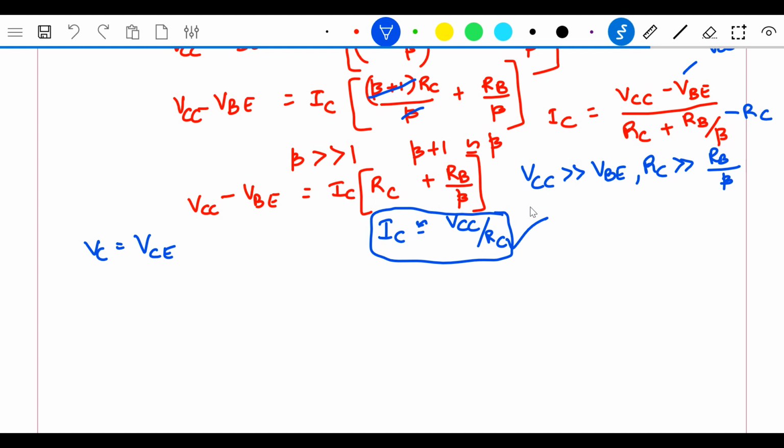I hope you got the derivations I did in this video, and this is the biasing circuit called the collector to base feedback resistor biasing circuit. Or if they say feedback biasing circuit, then it is considered to be the collector to base feedback resistor bias circuit. Thank you.